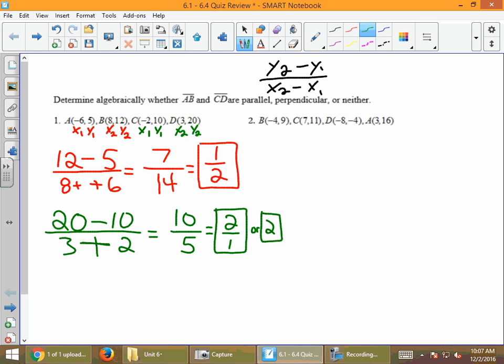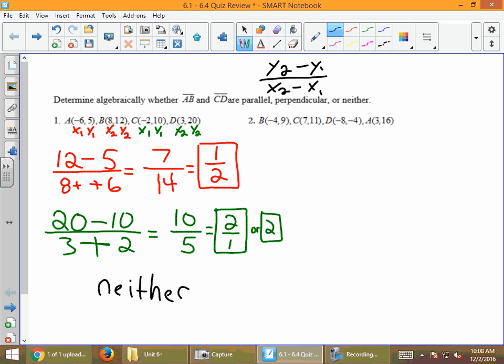Neither. They're a flip fraction. They're not opposites, which would mean one's positive, one's negative. If they have the same sign and they're not identical, meaning the numbers are not exactly the same, it will be a neither. Questions with those?